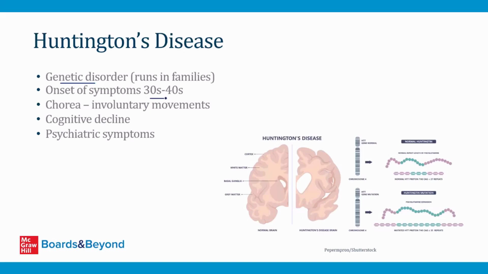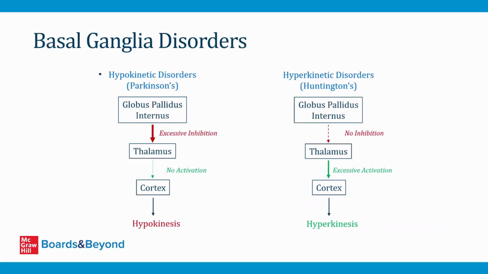And one of the hallmark features of Huntington's disease is chorea, which is a type of involuntary movement. And so this is like the opposite of Parkinson's disease, where Parkinson's patients can't initiate movements. In Huntington's disease, patients have excessive involuntary movements. This is called chorea, and it's related to damage to the basal ganglia. Other symptoms of Huntington's disease include cognitive decline and psychiatric symptoms, and all of these I talk about in the video on movement disorders.